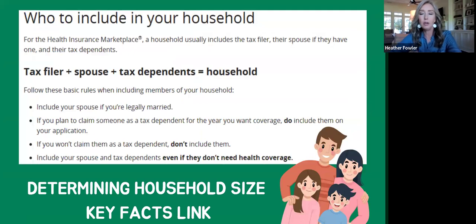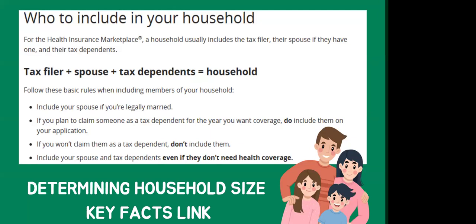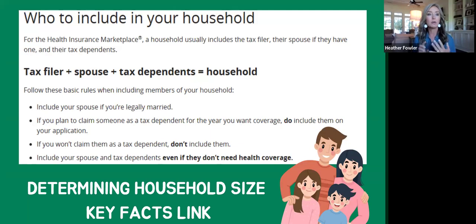So let's talk first about who you need to include in the household. Just keep in mind that when it asks for household, it's asking about tax household. Now, a family may have a relative living with them that has a separate job and files separate taxes, and so you would not need to include them. If they're filing their own separate taxes, then they don't need to go into this household. It's going to be the tax filer, the spouse, and the tax dependents. Just think of it like whoever is on that tax return for the year they have coverage, that's who you need to include in the household.